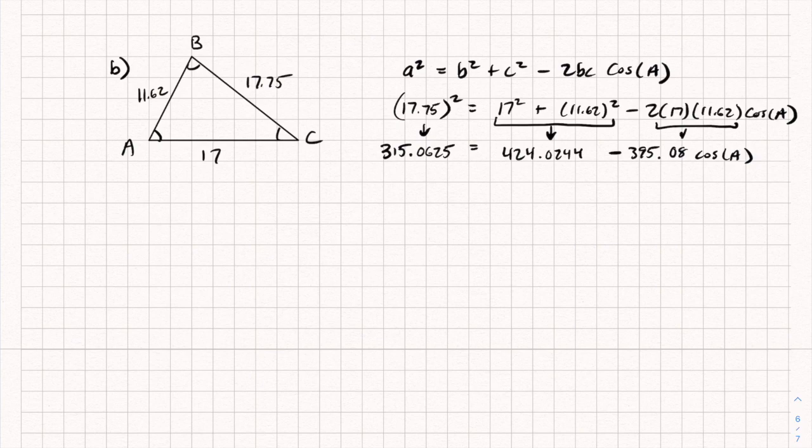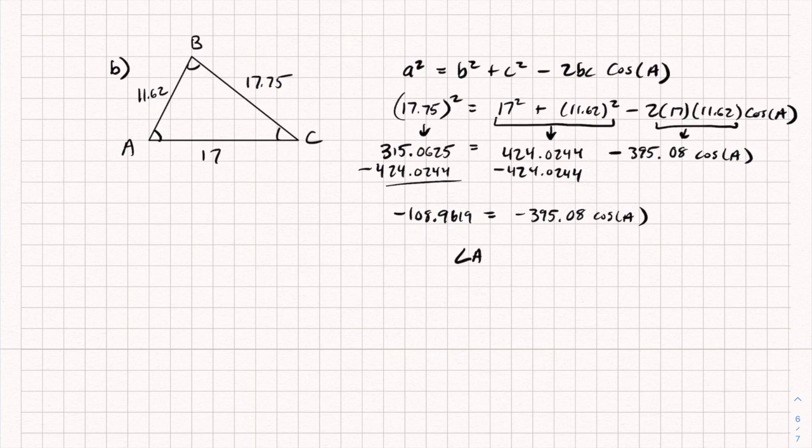Hopefully, again, do not combine these two things. I'm going to subtract over the 424 first. This will give me negative 108.9619, and then negative 395.08. Dividing by negative 395 and then taking the inverse cosine, you should get angle A is approximately 74.